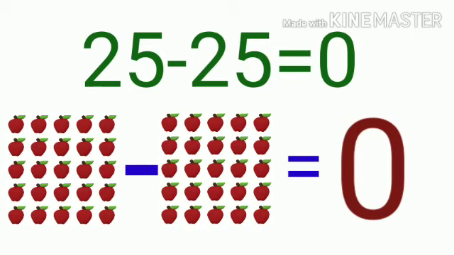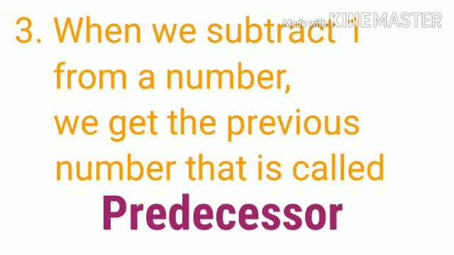Let's assume I have 25 apples. I give 25 apples to you. How many apples will be left with me? We will subtract 25 from 25 and the answer will be 5 minus 5, 0. 2 minus 2, 0. The answer is 0. Here the difference is 0. Now we will discuss the third property.